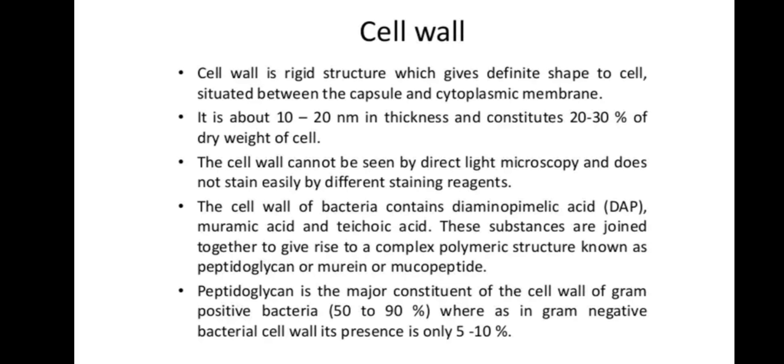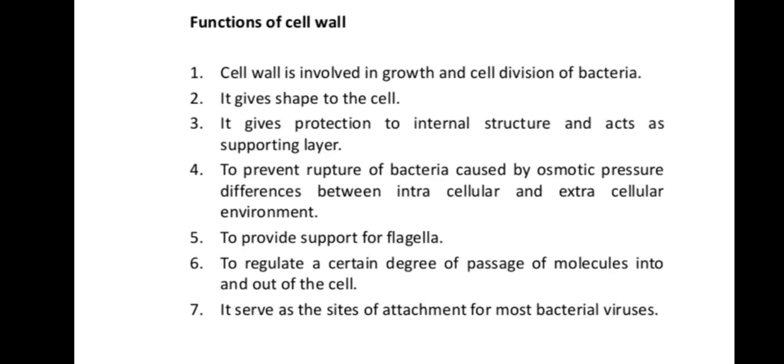Peptidoglycan is the major constituent of the cell wall of gram-positive bacteria, whereas in gram-negative bacteria, it is present in only 10 to 15%.